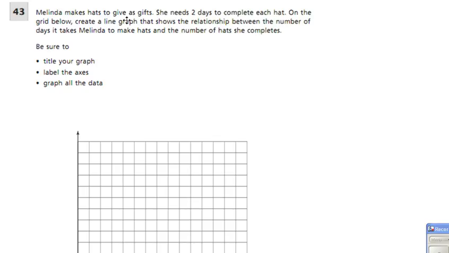Melinda next has to give, as gift, she needs 2 days to complete each hat. Now, on the grid below, create a line graph that shows the relationship between the number of days it takes to make the hats and the number of hats she completes.